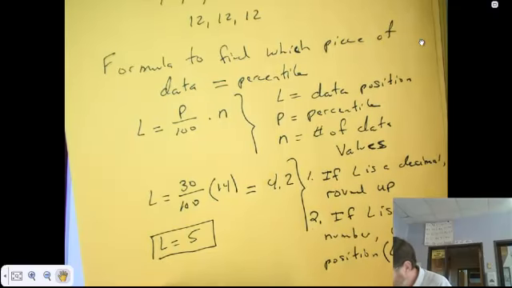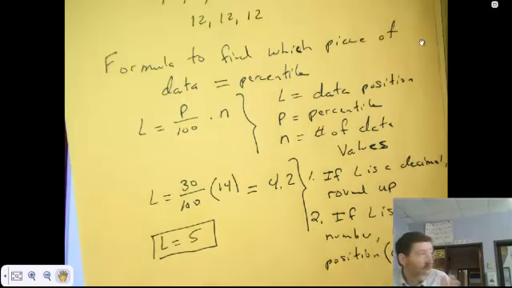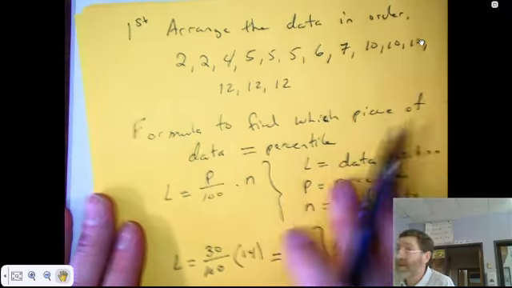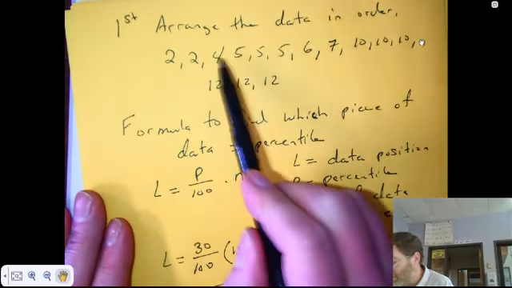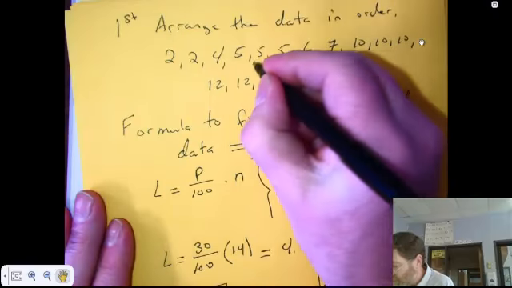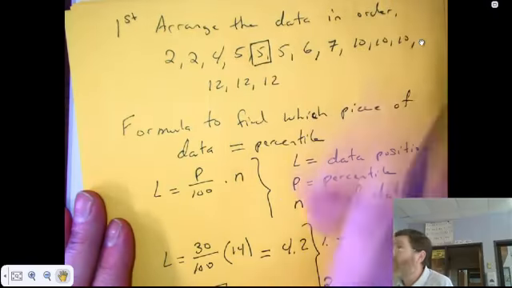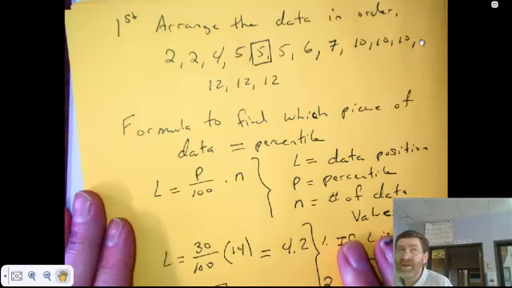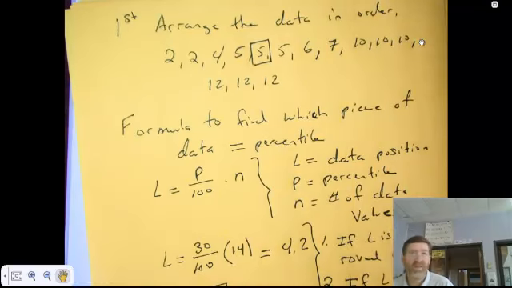Alright, so what did we determine here then? We haven't answered the question yet, right? L is not the answer. What's L again? L is what position? So we want number 5. So the 30th percentile would be, we could take our data now, 1, 2, 3, 4, 5. So 5 is the 30th percentile.